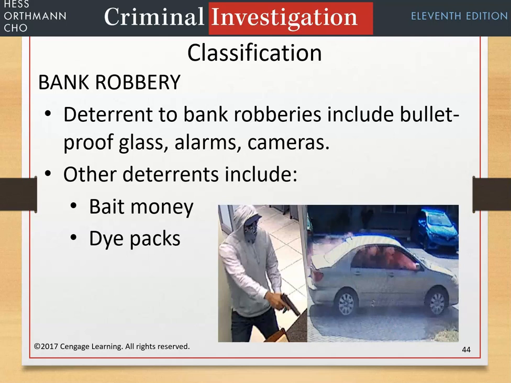So deterrents to bank robberies include things like bulletproof glass or alarms or cameras. And other deterrents include what we call bait money and dye packs. Now, bait money is U.S. currency with recorded serial numbers, and they are placed at each teller position. And a dye pack is a bundle of currency containing colored dye and a lot of times tear gas.